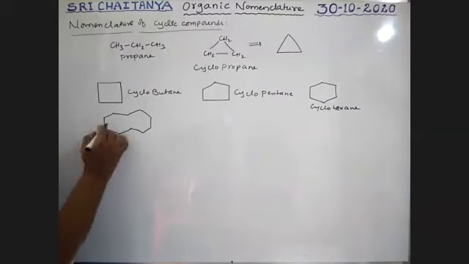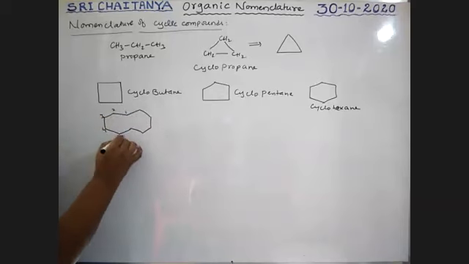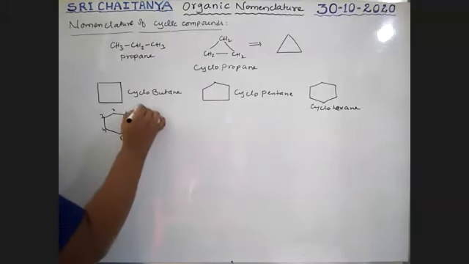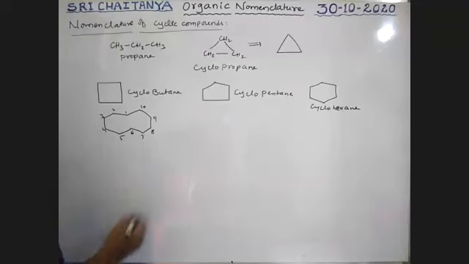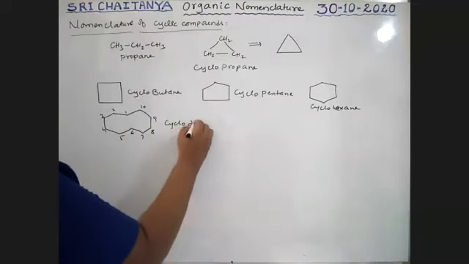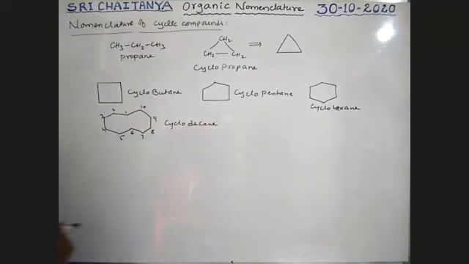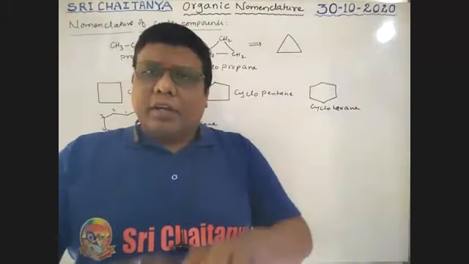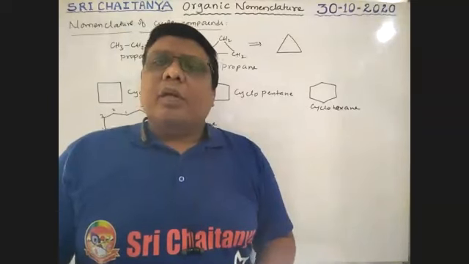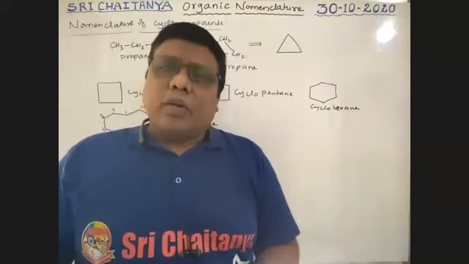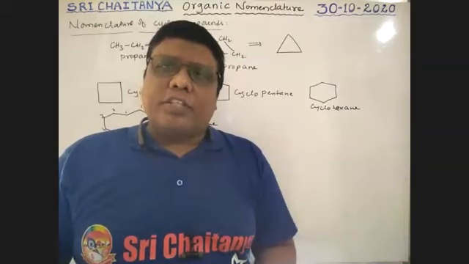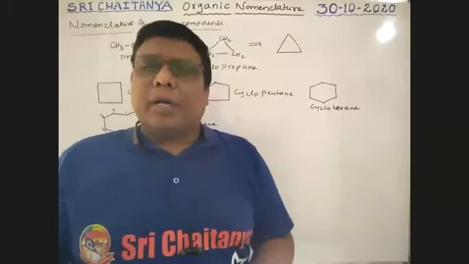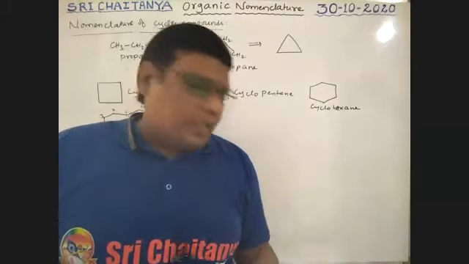Now, how many carbons are here? 1, 2, 3, 4, 5, 6, 7, 8, 9, 10. It is nothing but cyclodecane. Like this, it is possible everywhere, and the word cyclo is used. Right? Now, substituted cyclo compounds. If substituents are attached, how do we do the numbering? Let us discuss one by one.